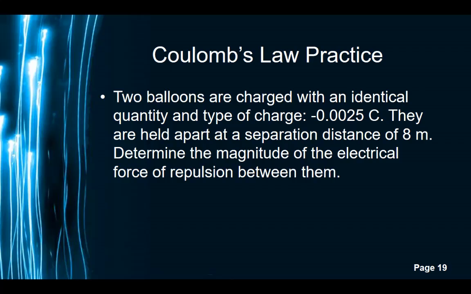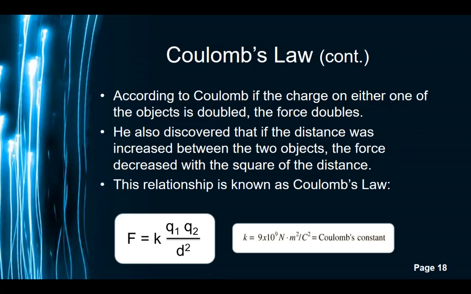Now let's go back really quickly and take a look at this equation. F, or the force created by the electrical attraction or repulsion, is equal to K, which is Coulomb's constant, times Q1, the charge of the first one, times Q2, the charge of the second one, divided by the distance squared. As we do this on the next page, I want you to follow through and practice this problem, and then we'll see if you can get the answer.